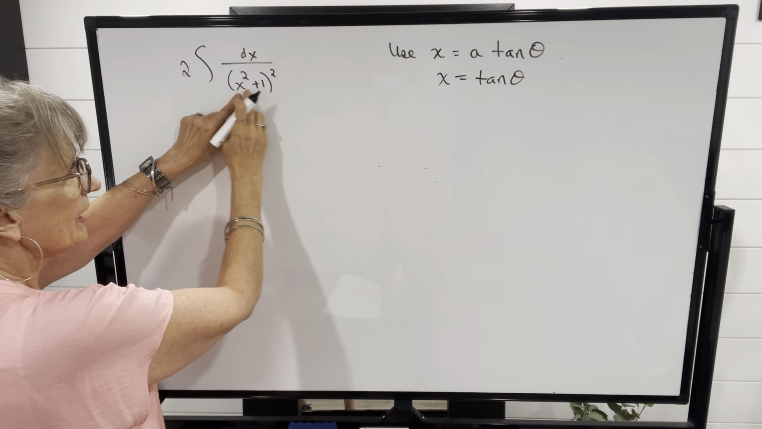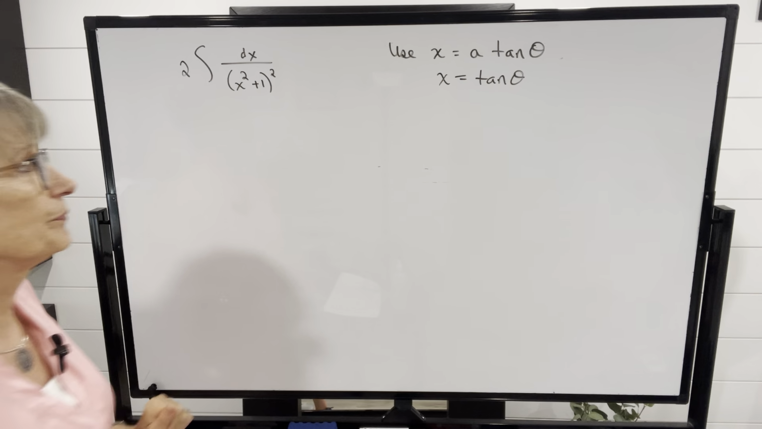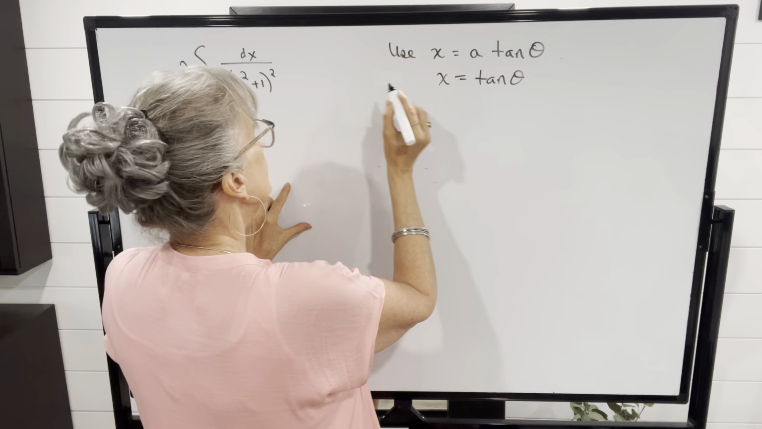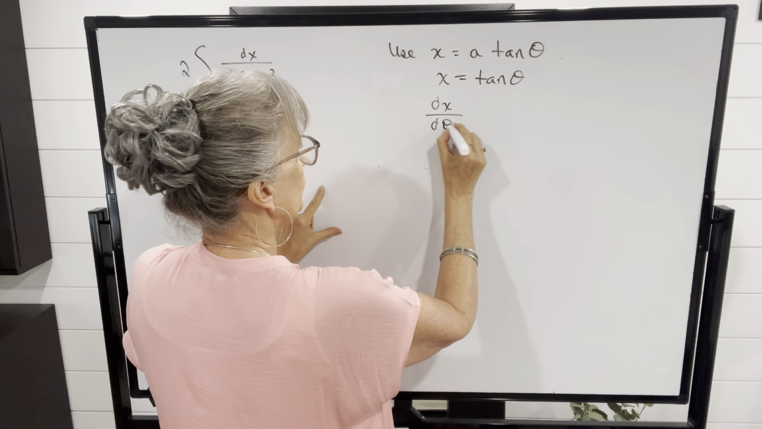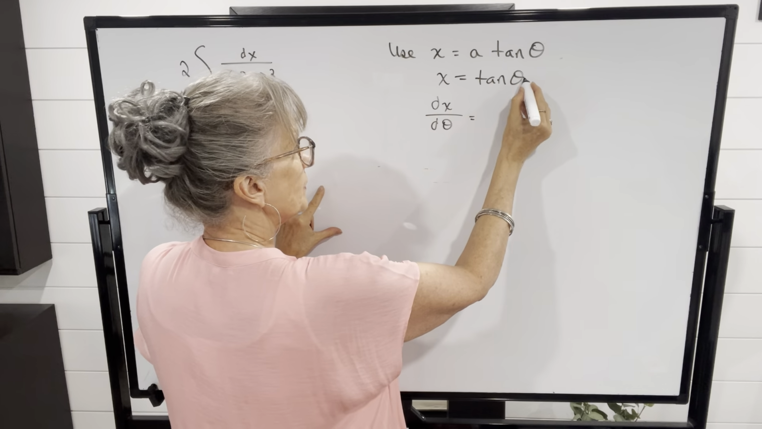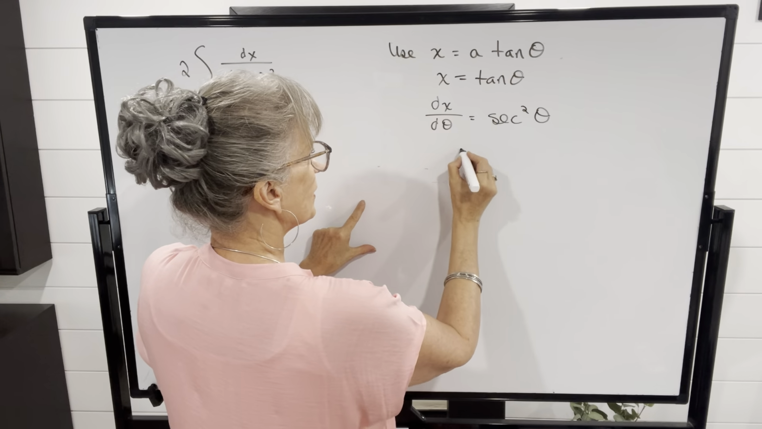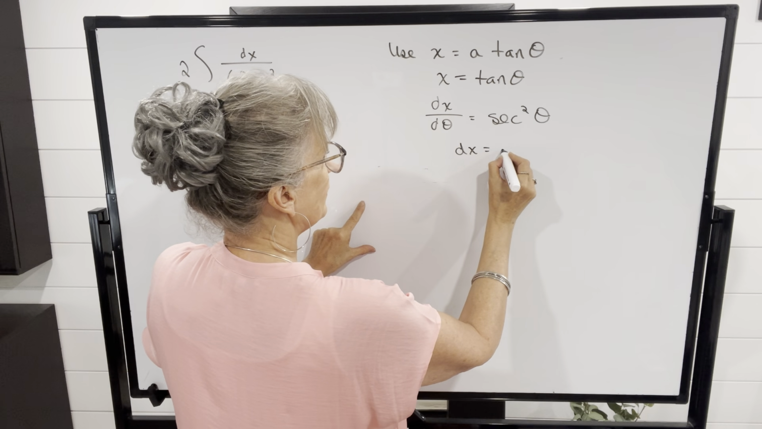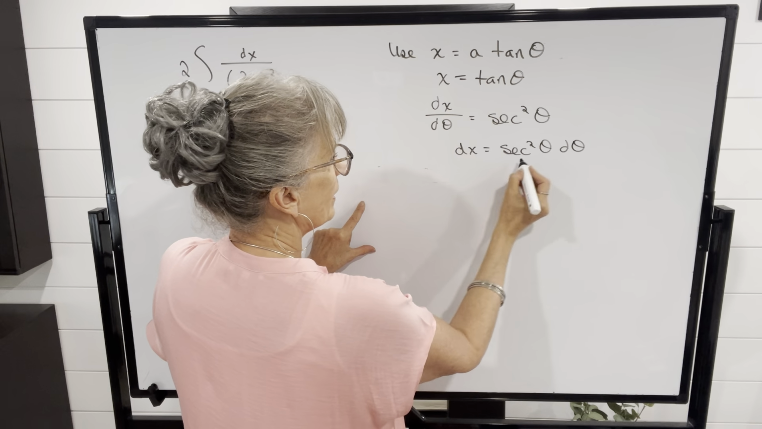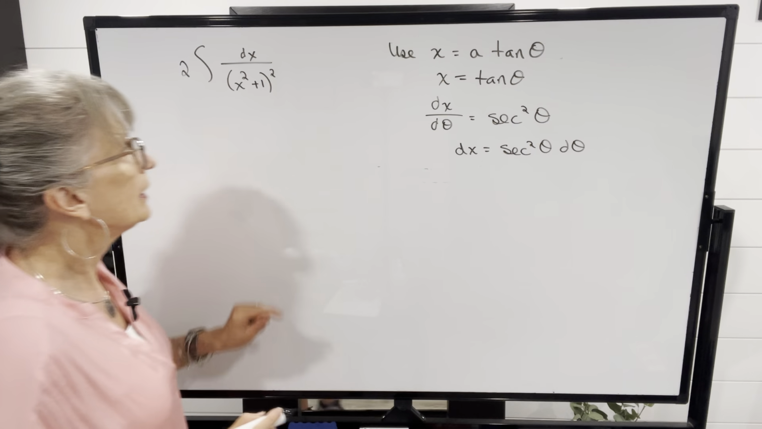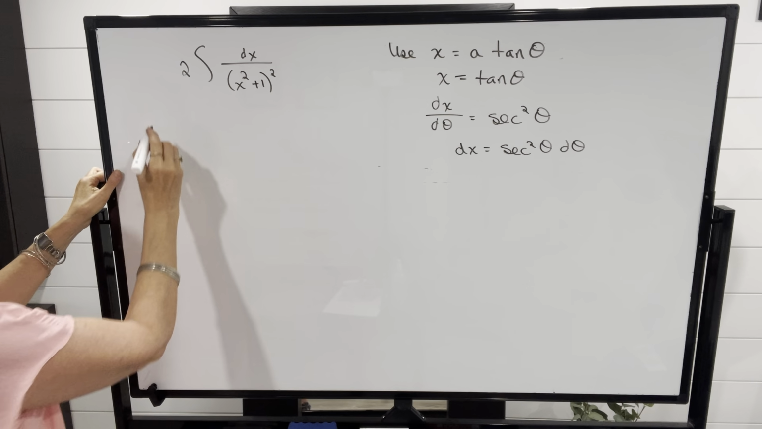So I'm going to replace x with tan theta, but I also have to replace dx. In order to find what dx is equal to, I'm going to take the derivative of both sides with respect to theta. The derivative of tan theta is secant squared theta. And then I'm just going to multiply both sides by d theta. So dx is equal to this, x is equal to that. I'm going to replace those, the x and the dx, with those values.